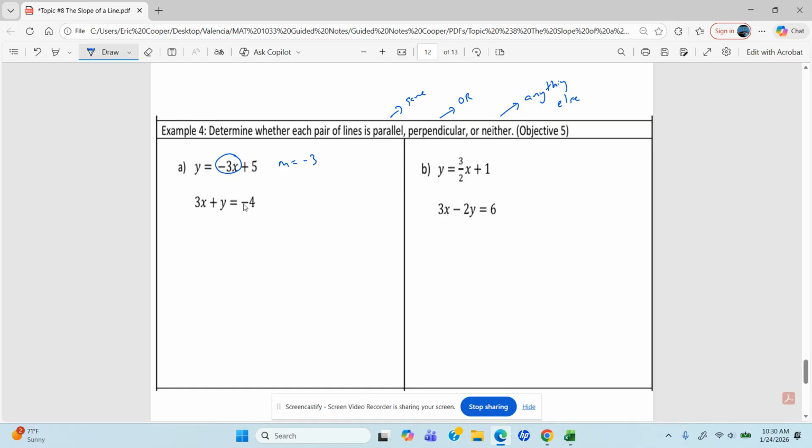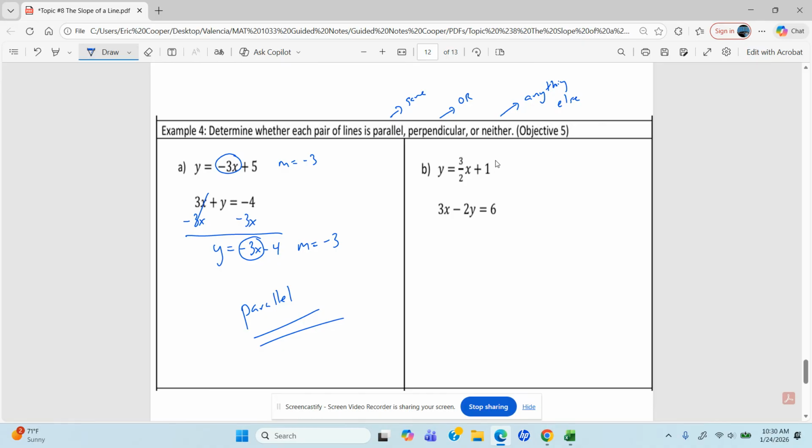The second line is not in slope-intercept form. We're going to solve it and put it there. In order to get y by itself, I have to take this 3x and subtract it to the other side. And then I would get y equals -3x minus 4. Now this is in slope-intercept form, and when I look at this line, it also has a slope of -3. When two lines have the same slope, these lines are parallel. So letter A, these would be slopes of lines that are parallel.